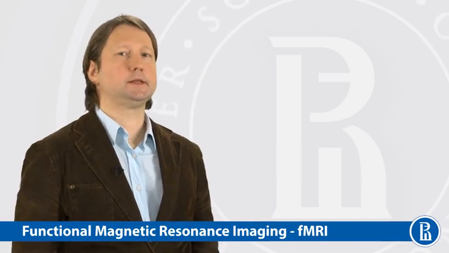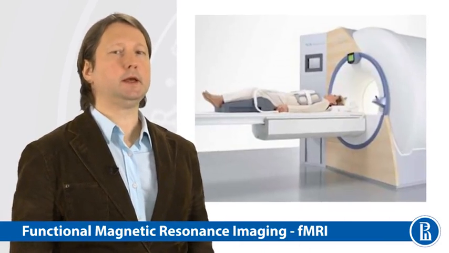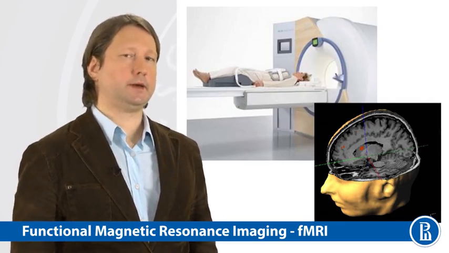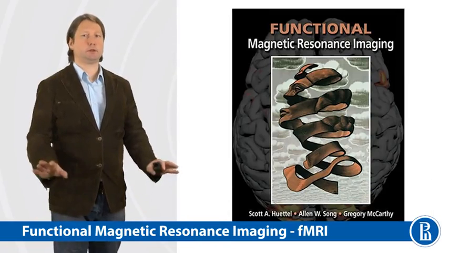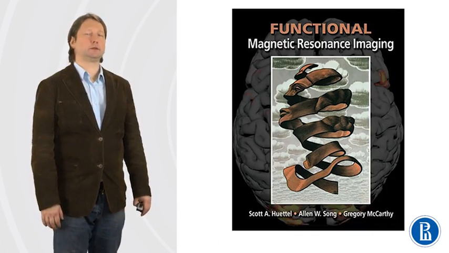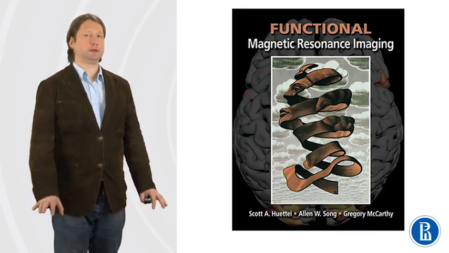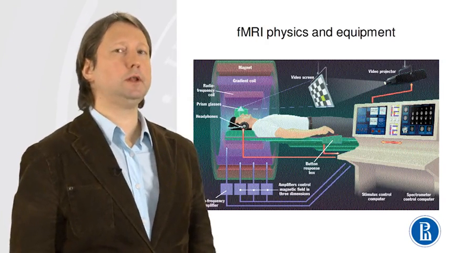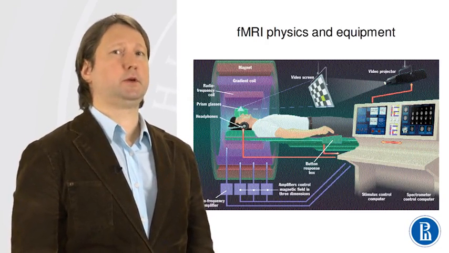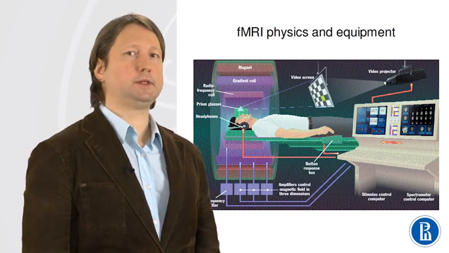So let's now discuss functional magnetic resonance imaging. Perhaps this is the most popular method in neuroeconomics. This is a quite complex method. That's why I strongly recommend you read some specialized books describing the details of functional magnetic resonance imaging, for example, this book written by Scott Huettel and colleagues. So today I will only focus on the major aspects of the MRI or functional MRI methods that will help you understand the results of neuroeconomic studies.